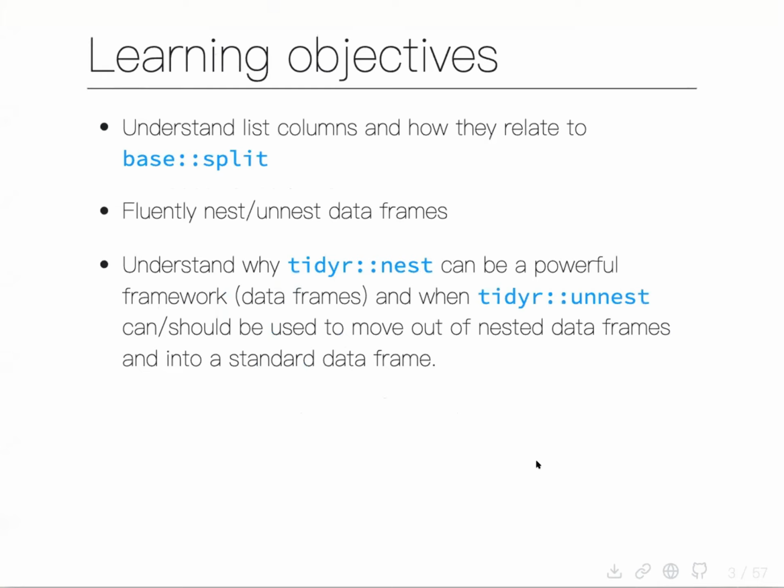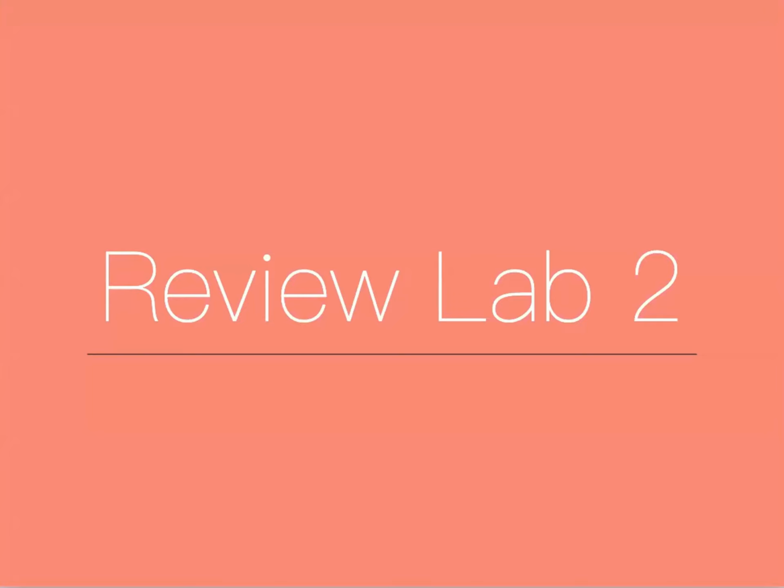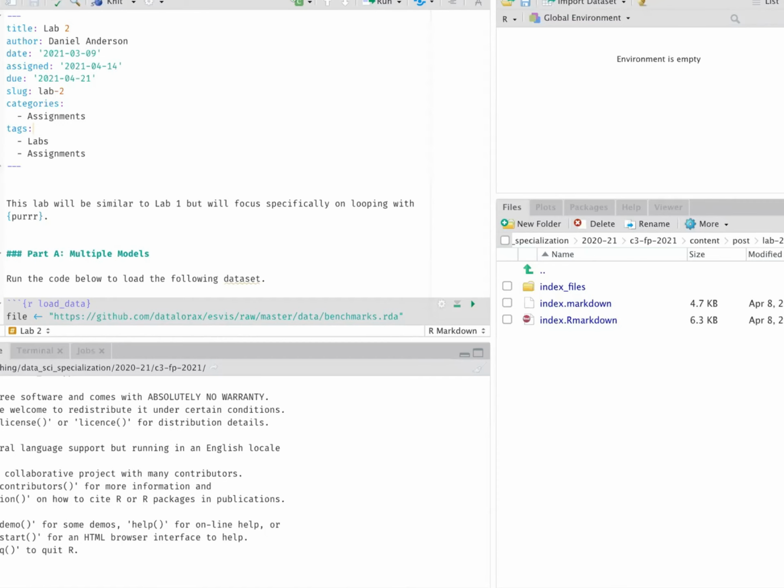So the learning objectives today are to understand list columns and how they relate to base split. So we've been using split multiple times now. List columns are very, very similar. They're just sort of organized in a little bit different format. So hopefully by the end of today, you can pretty fluently nest and unnest data frames, and then understand why that is a pretty powerful framework. Okay, so I'm going to first, though, review Lab 2.